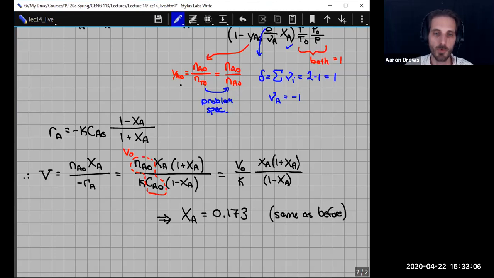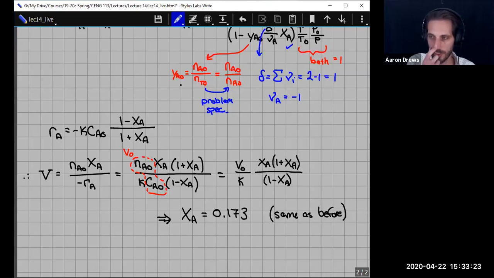But ultimately this form cannot do anything that the general can't do. But the general can do things that the specific, this XA version, cannot do. Primarily when you have multiple reactions, you should not use this expression because it won't work at all.